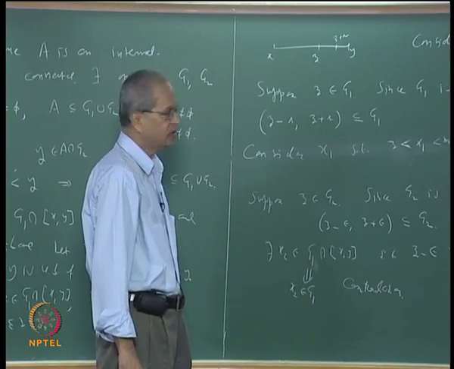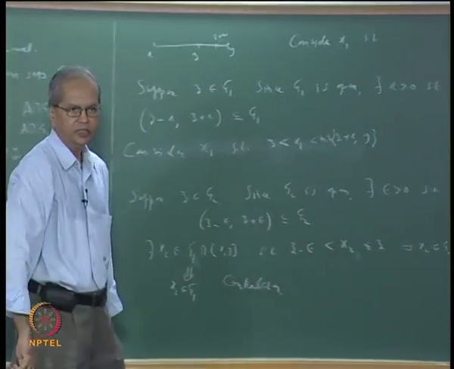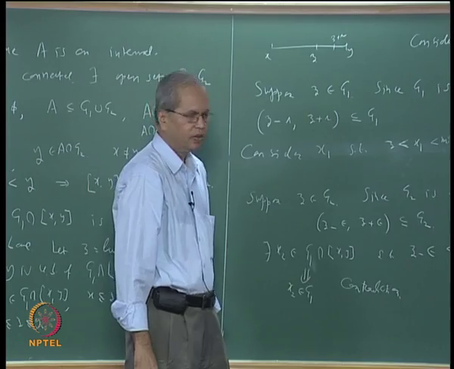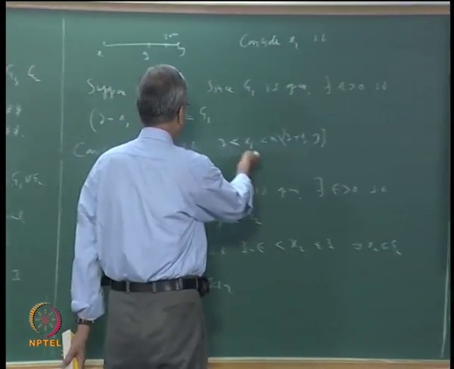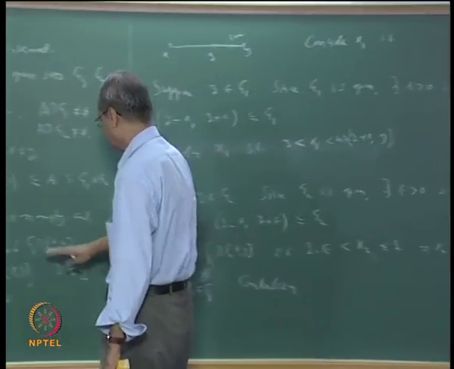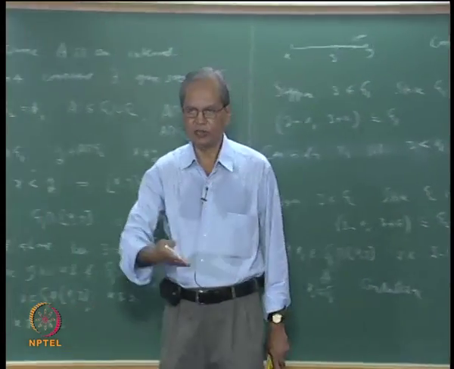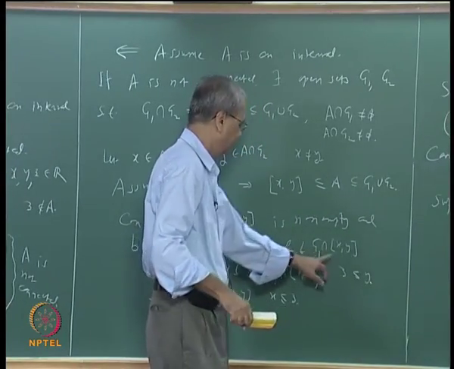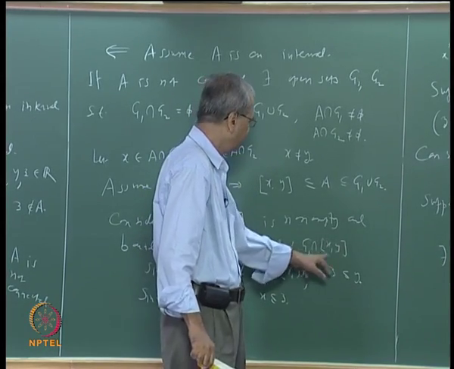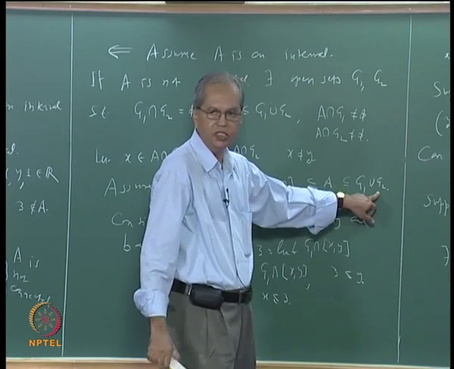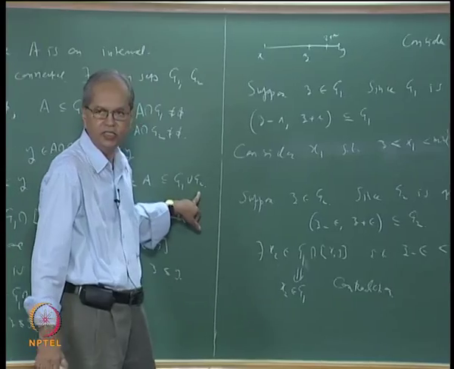Now since this x1 is less than z plus r, it is in G1. But in a similar way we can show that this x1, since it is strictly bigger than z, and z is the least upper bound, cannot be in the set G1 intersection xy. But this whole interval is contained in G1 union G2, so x1 must be in G2. We have shown that x1 is both in G1 as well as in G2, so that is again a contradiction.